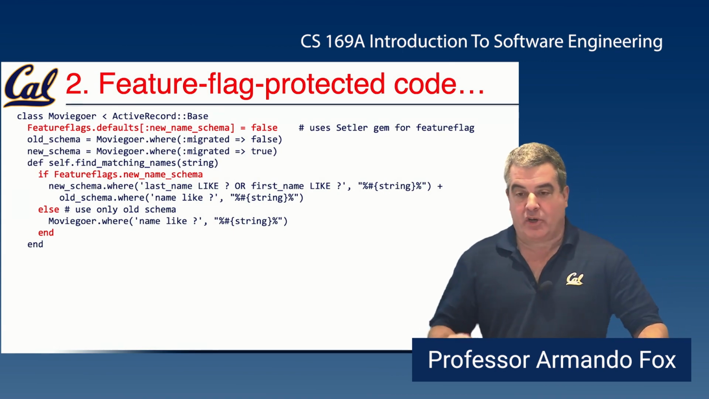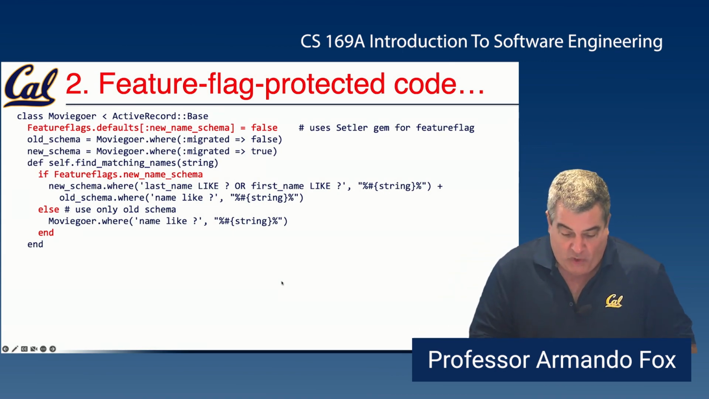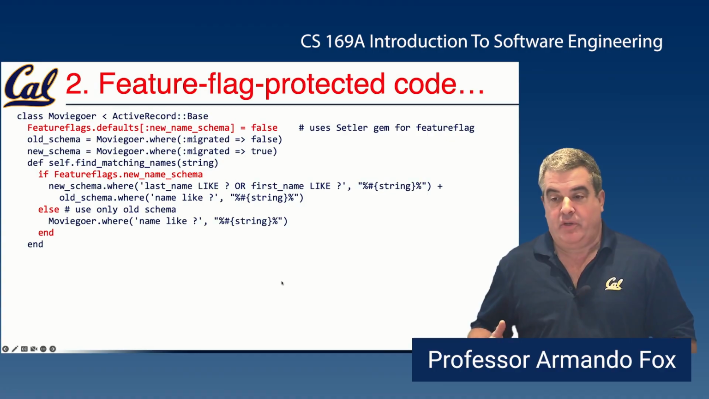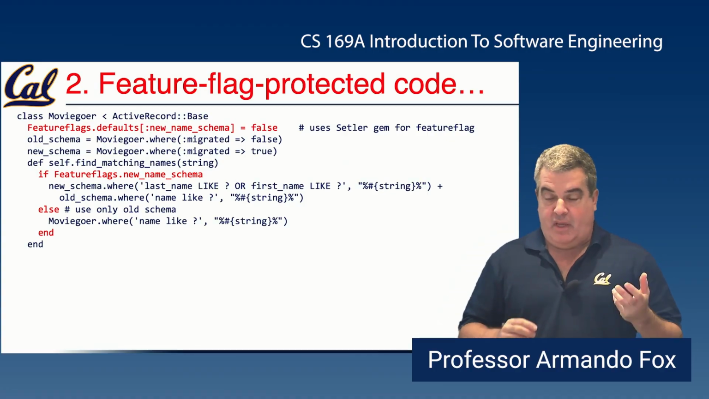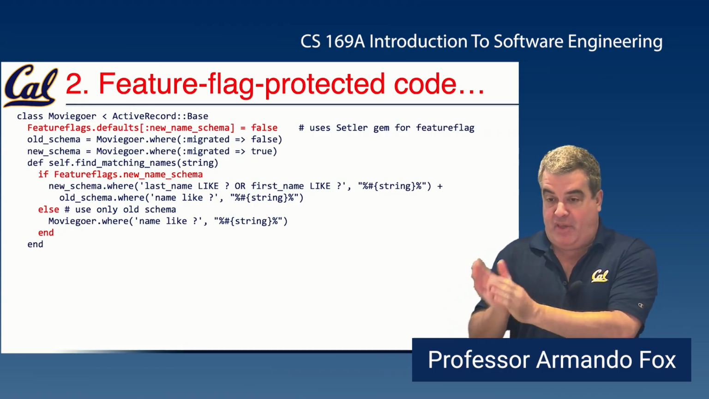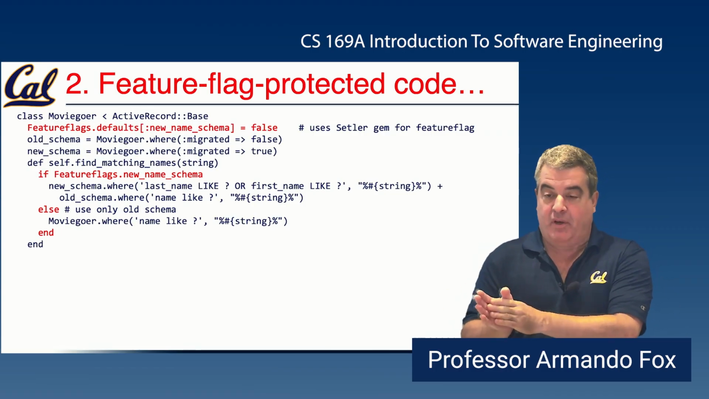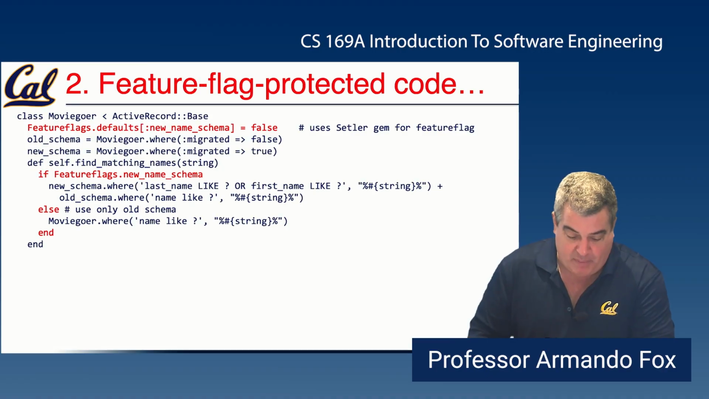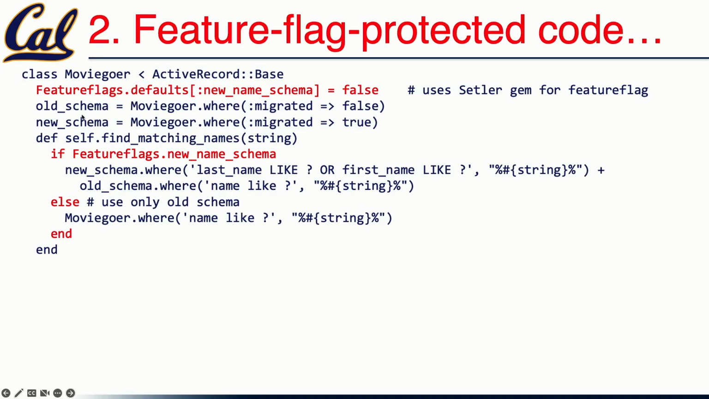So now, what is our code going to look like? Well, one of the things we have to do is look for all the places in the code that use the old schema and have an alternate code path in there that would work with the new schema. So let's take one example. Somewhere in here, we had some calls to moviegoer.where, and in the old schema, they were just looking at the name. In the new schema, those same calls are now going to have to be modified to do a search based on the last name or the first name.